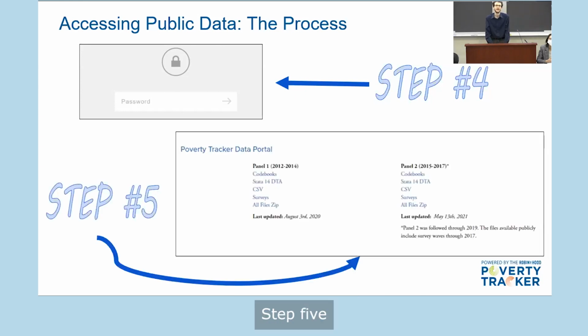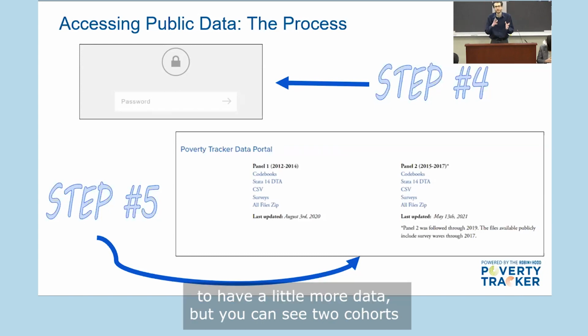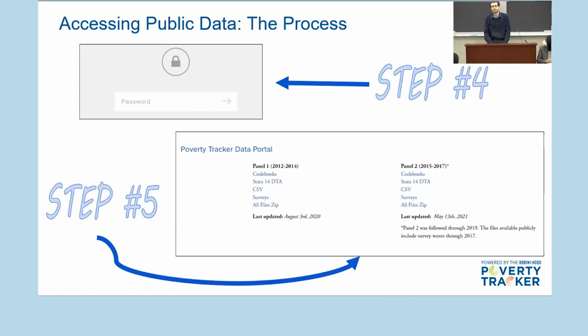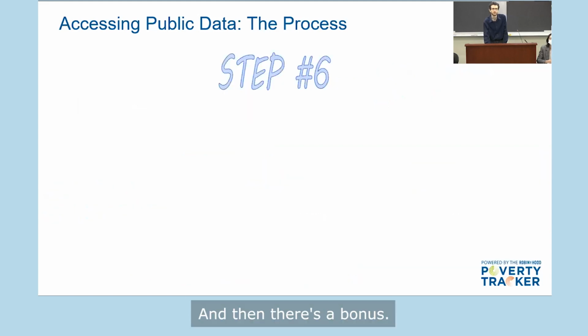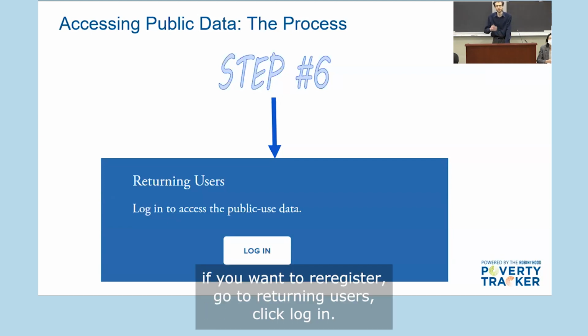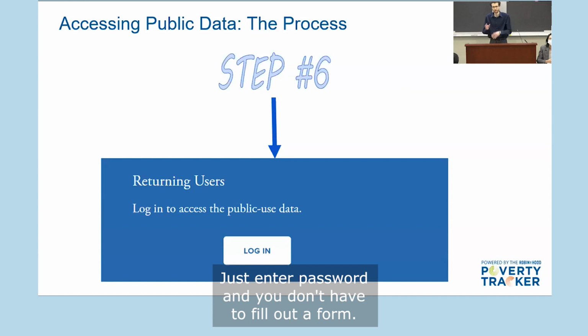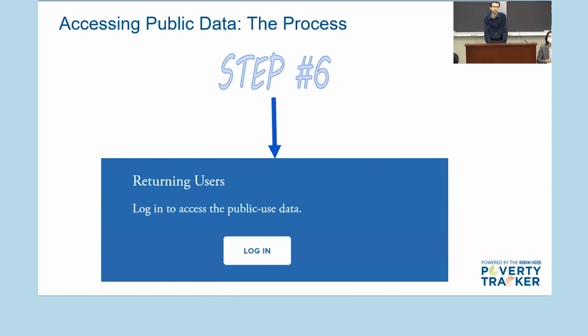Step 5, you will be taken to our data portal page. So it looks like this. It actually doesn't look exactly like this because we now updated it to have a little more data, but you can see 2 cohorts and the different resources that I mentioned for each of them. And then there's a bonus, step 6. If you don't forget the password, you can, in the future, if you want to re-register, go to returning users, click login, just enter your password. And you don't have to fill out a form if you want to download the data multiple times in the future. Yeah, so that's the process for our public data.